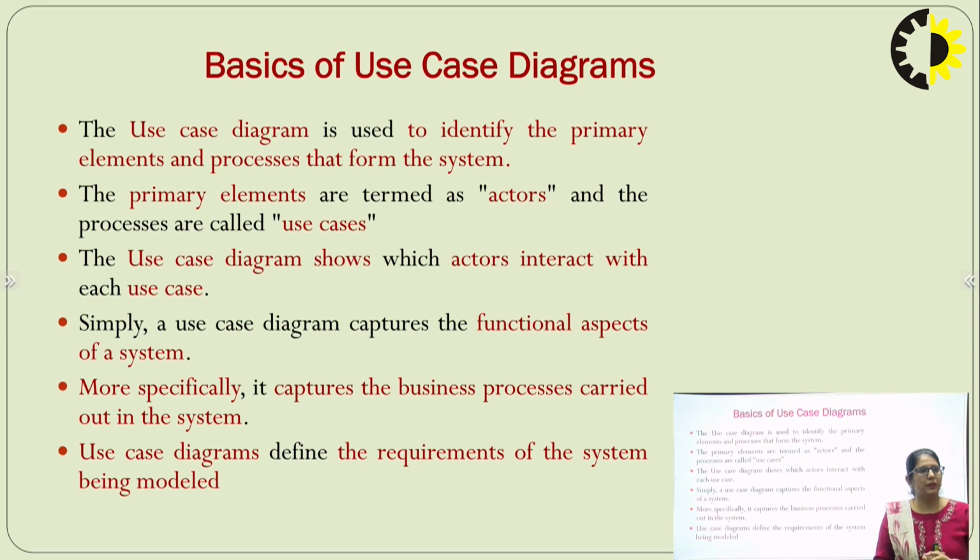First, let's start with the basics of use case diagram. What is a use case basically? It's a diagrammatic representation which is used to identify the primary elements and the processes that form the system. The primary elements are termed as actors, and the processes are termed as use cases. A use case diagram shows which actor interacts with the system, how it will interact, and what actions he is going to perform. A use case captures the functional aspect of your system, and more specifically it captures the business process that is carried out in the system. A use case diagram defines the requirements of a system that needs to be modeled.